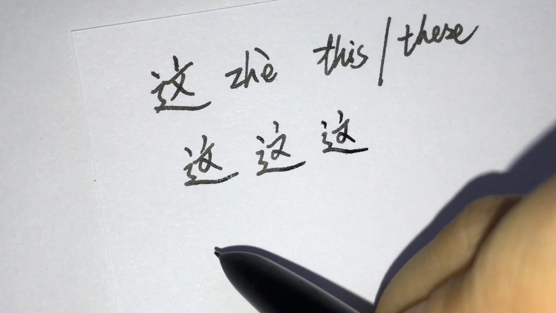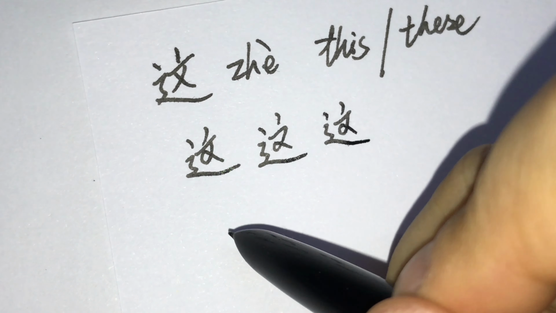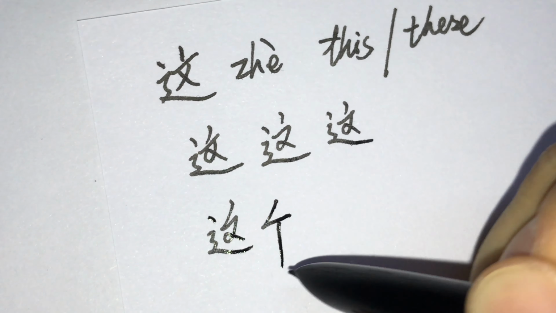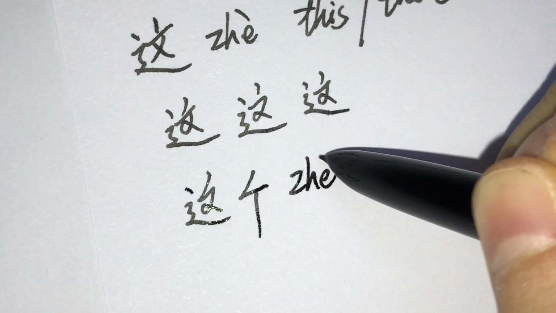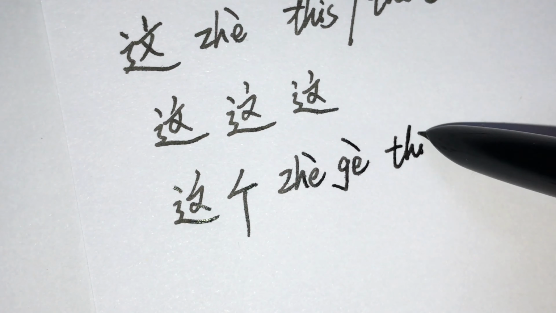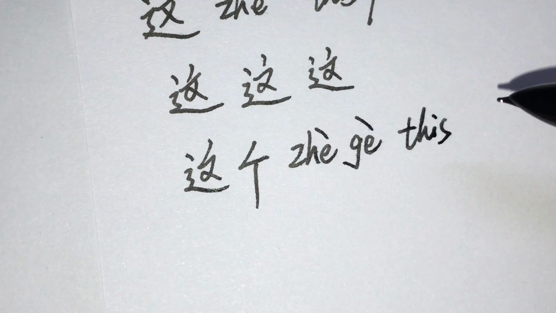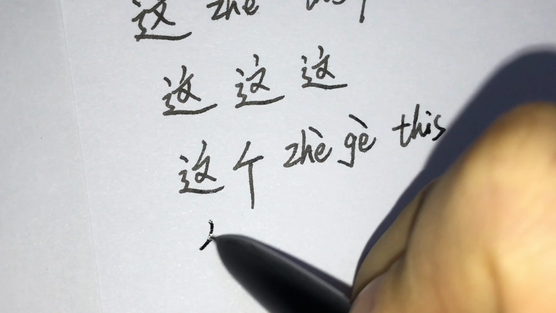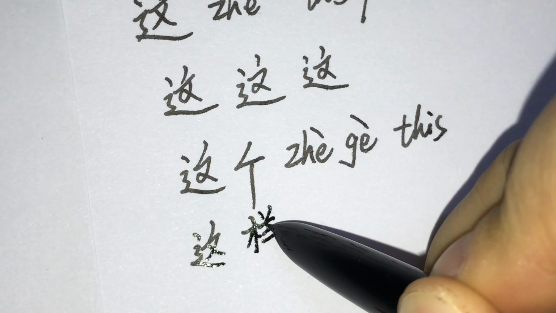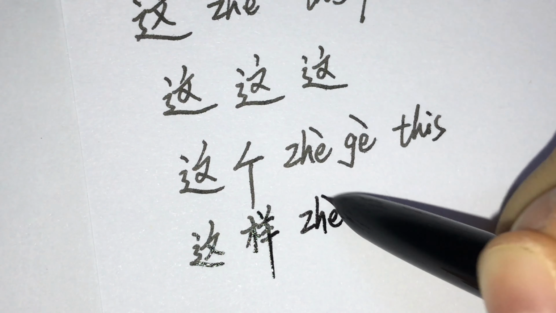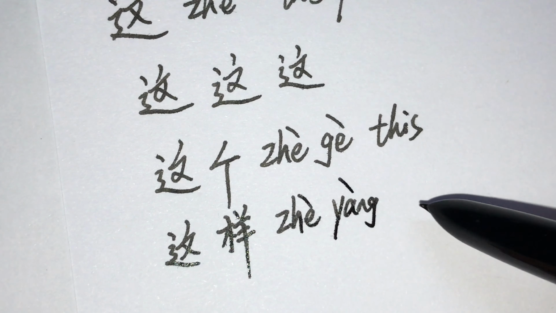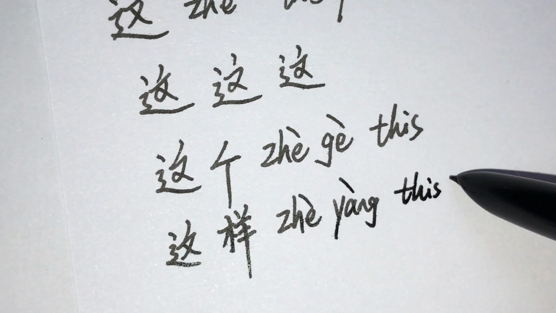For example, 这个, this. 这样, this way, like this.